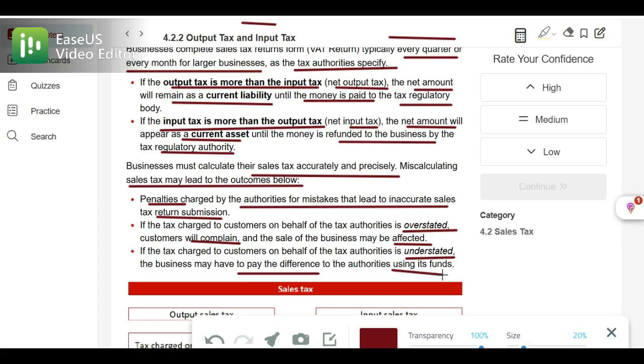The first one is penalty. The second one, if you overstate the tax, means complaint from the customer. If you understate it, you will have to pay the difference to the tax authority. Now here we have output sales tax and input sales tax.